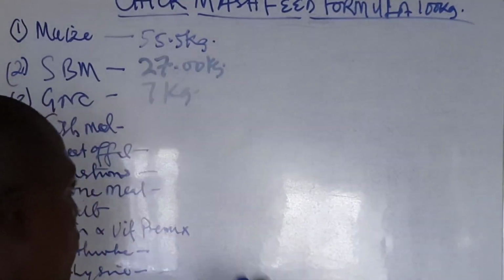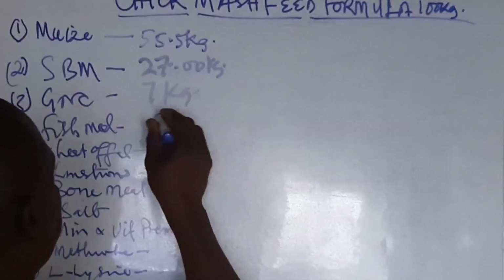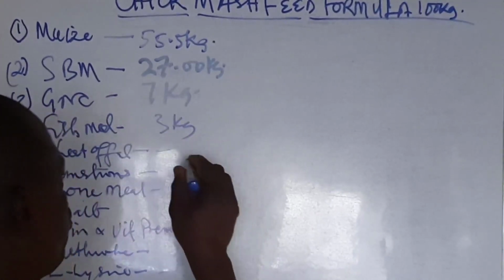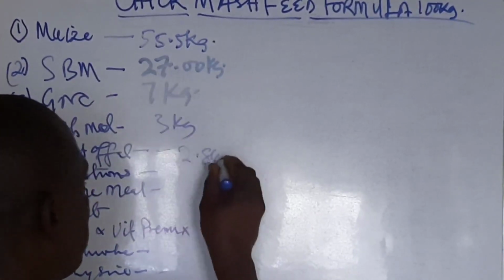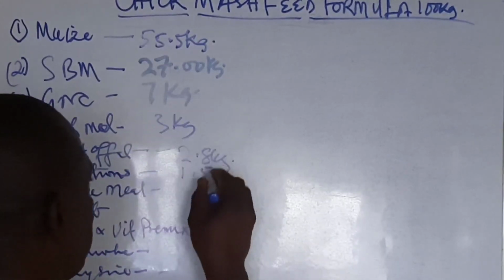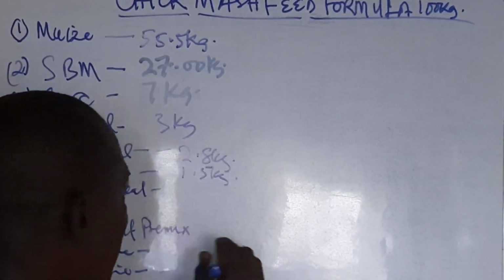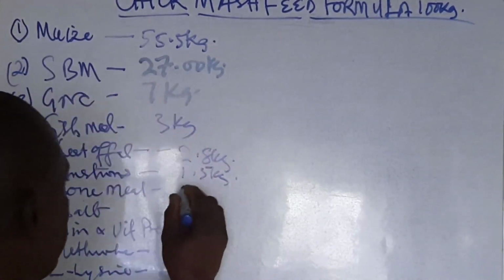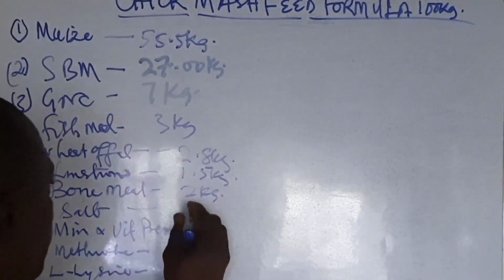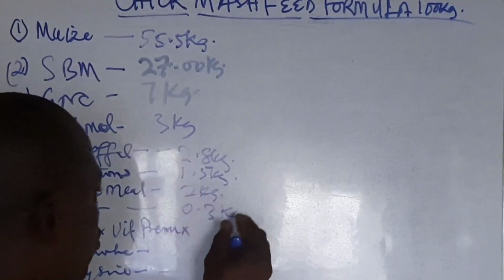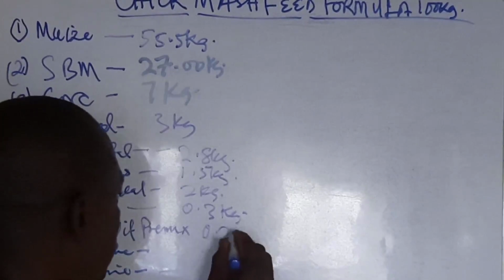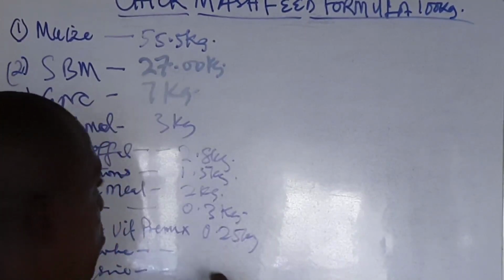Now, fish meal, we use 3 kg. Wheat offal, let's use 2.8 kg. Limestone, let's use 1.5 kg. Bone meal, let's use 2 kg. Now, our salt, let's use 0.3. Salt is a mineral, it's always in little quantity, 0.3. Vitamin and mineral premix, let's use 0.25.